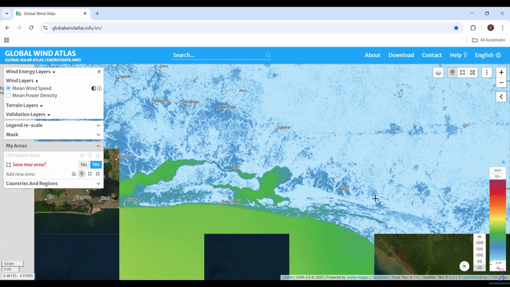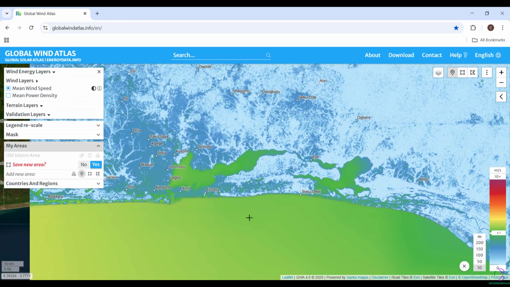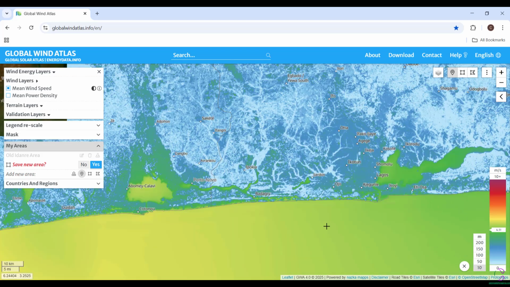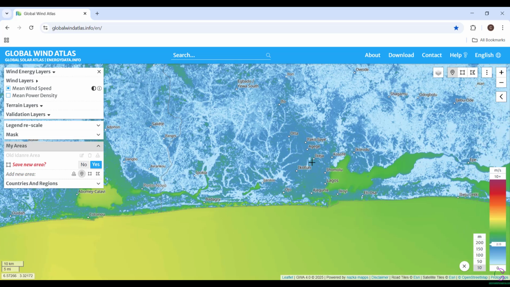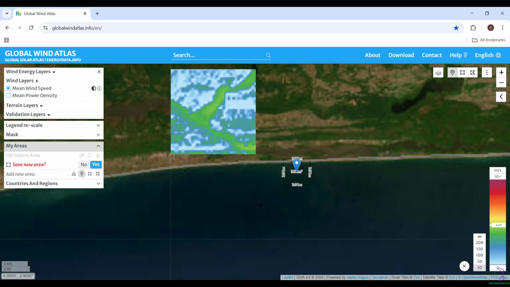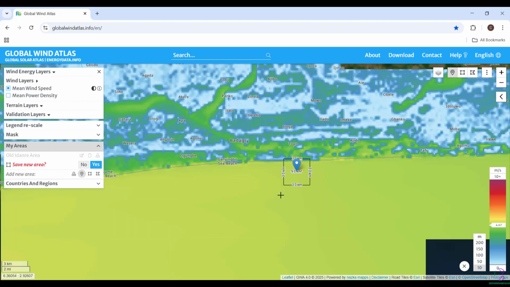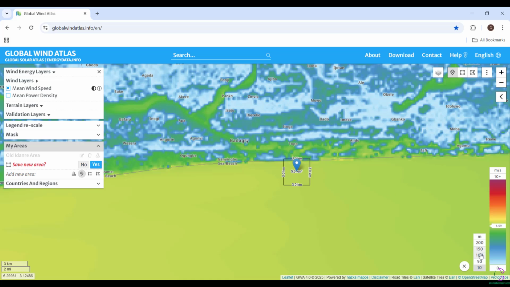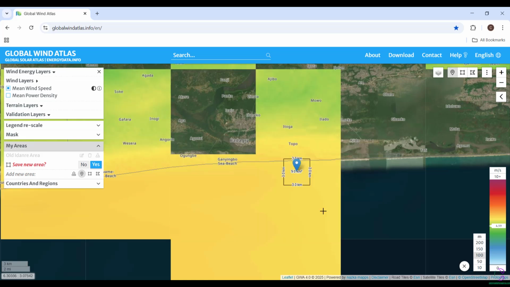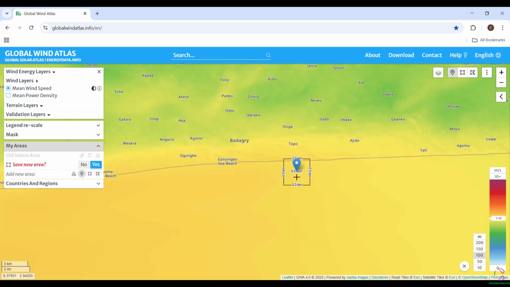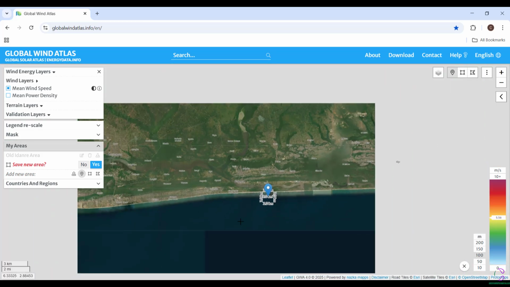So when we come down to Lagos, at the coastline, it can only harness 4 meters per second. At 100 meters, it can harness 5 meters per second, so it's not viable.